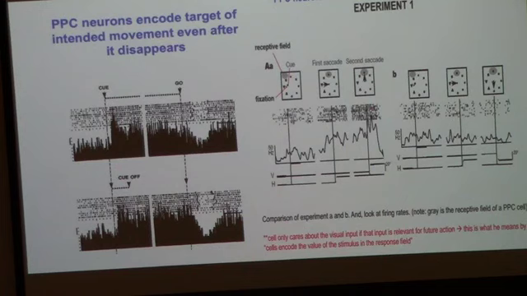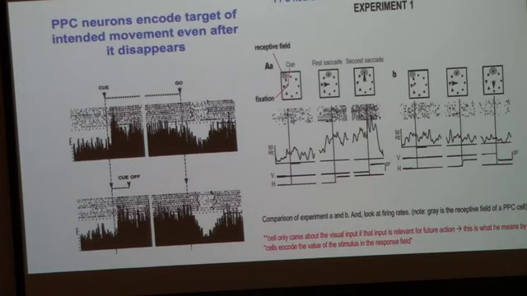PPC neurons don't actually depend on what you see. You can have a certain cue, like a light, and then make it disappear. But you can see over here that the cue is cut off, but the PPC is still active. So it's not really dependent on what you see, but rather on what you know that certain target is and want to make the motion to.